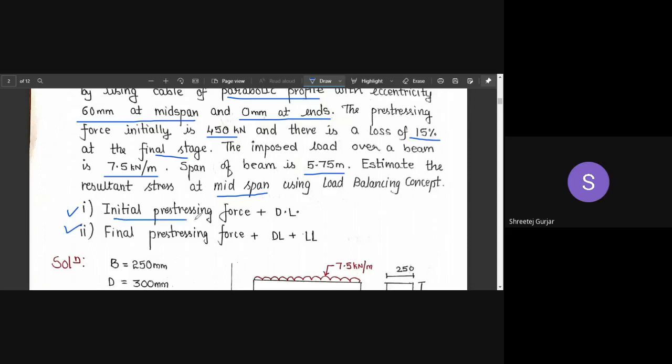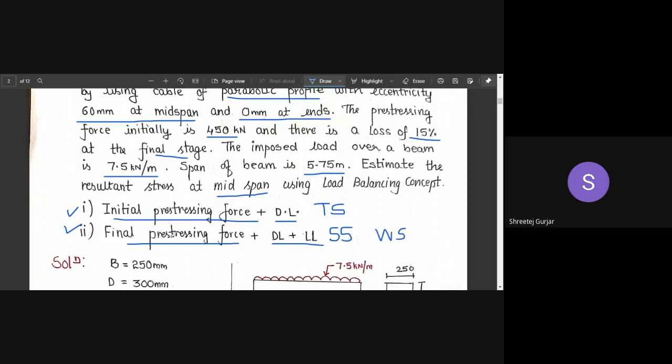We have been given two cases: initial pre-stressing force plus dead load, and final pre-stressing force plus dead load plus live load. In the first case, we consider 450 kilonewton as P and only dead load. In the second case, we consider the final pre-stressing force along with dead load as well as live load. This is your transfer stage, and this is your service stage or working stage.